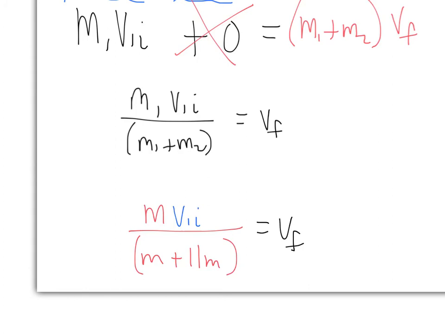These are addends, right? They're adding together. The only time you cancel things vertically is if they're factors. So if this had been m1 times m2, you could cancel the m1s.